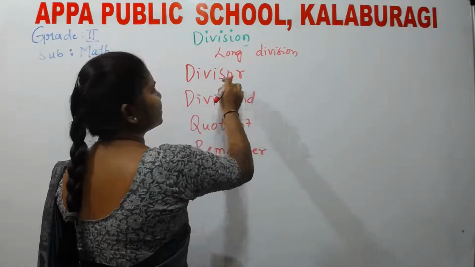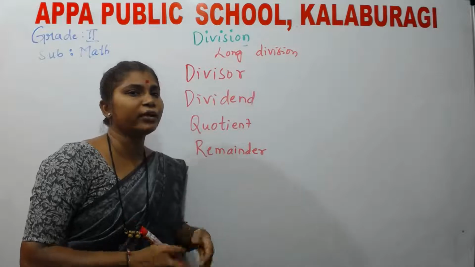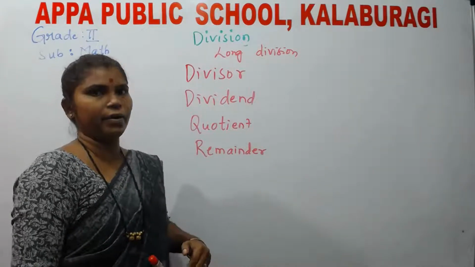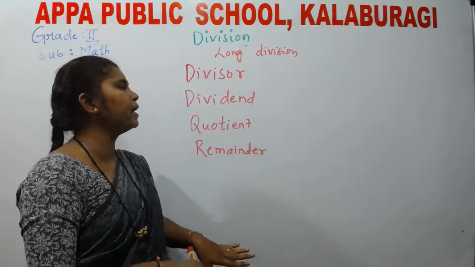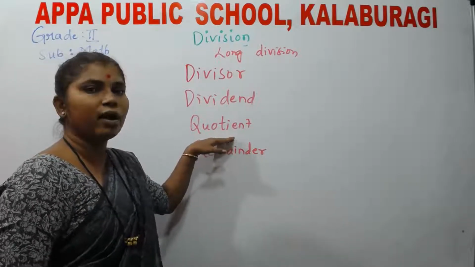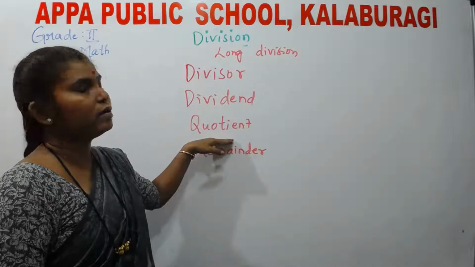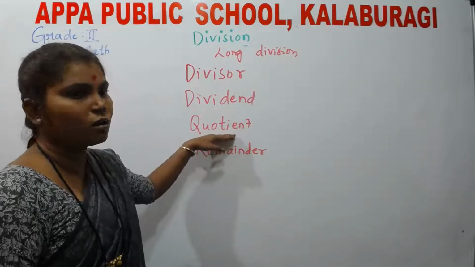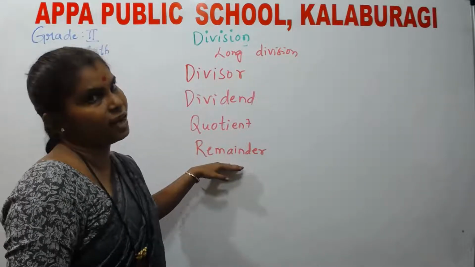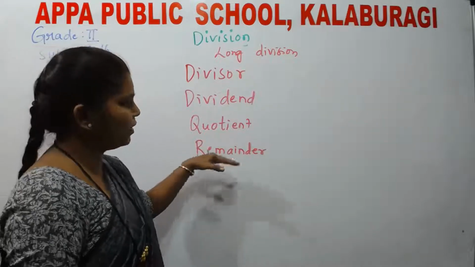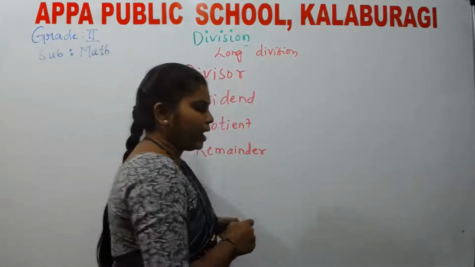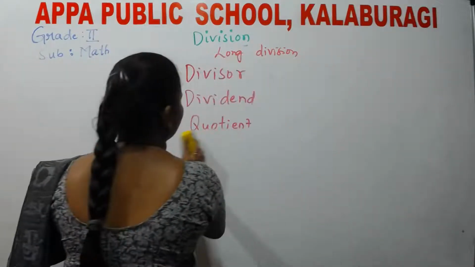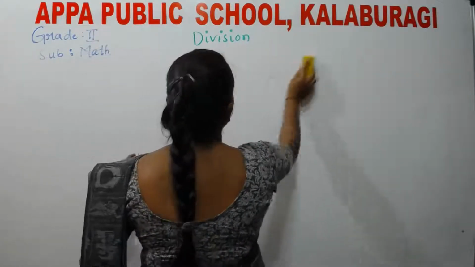The divisor is the number which is going to divide the other number. The dividend is the number which is being divided. The quotient is what you get when you read the table. And the final answer is called the remainder. Kids, you have to remember all the 4 terms. Okay, next we'll go for the next concept.